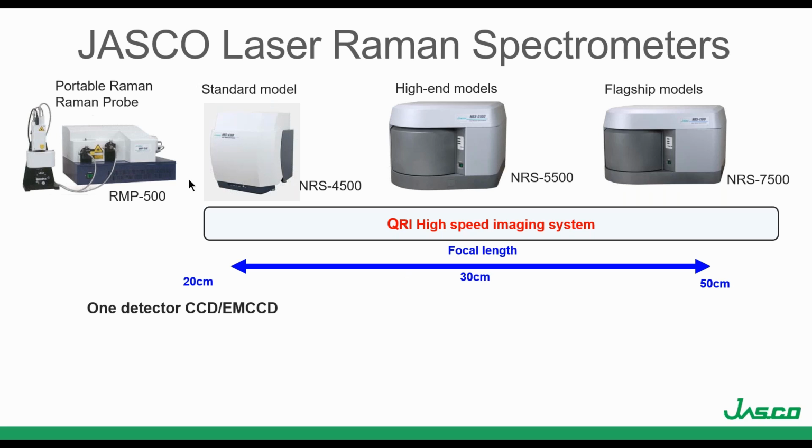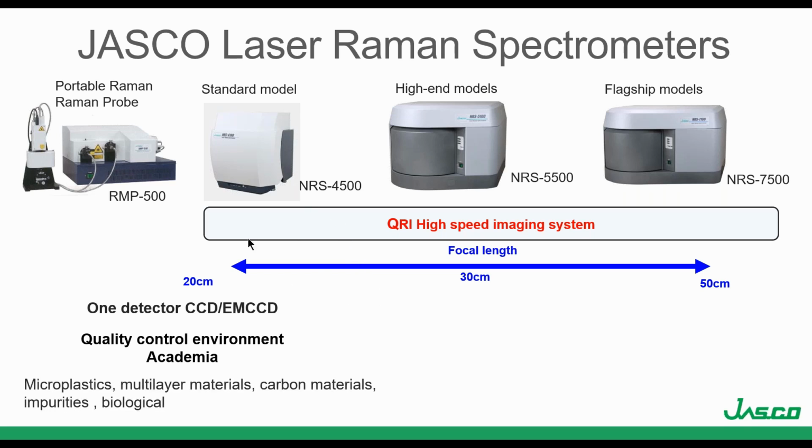These two instruments, the 500 and the 4500, can have only one detector, and is basically the CCD or the EMCCD. I'm going to be talking in few slides about that. They are more for a quality control environment and academia, and we have several applications like microplastic, multi-layer materials, like polymer multi-layer material, carbon materials, impurity, biological samples.